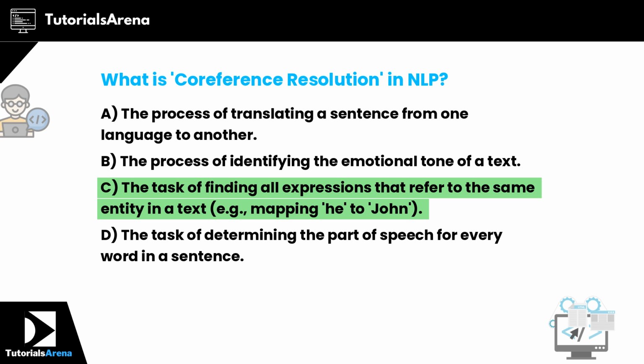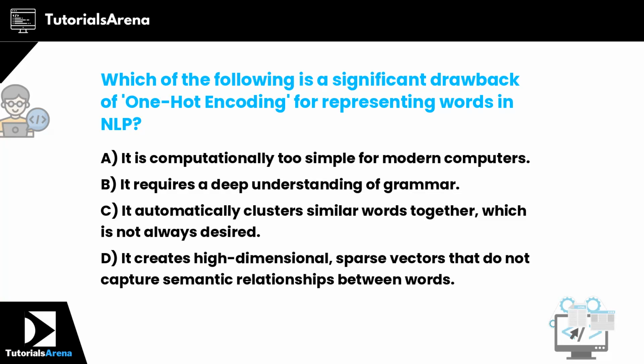The correct answer is option C. The task of finding all expressions that refer to the same entity in a text, e.g., mapping 'he' to John. Which of the following is a significant drawback of one-hot encoding for representing words in NLP?